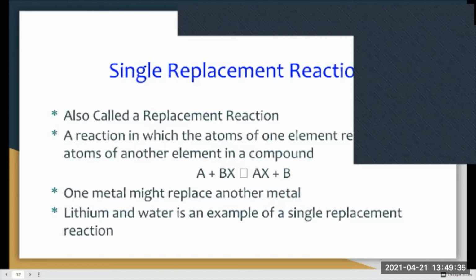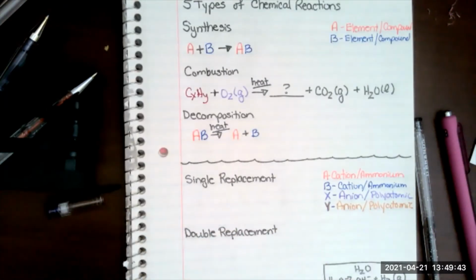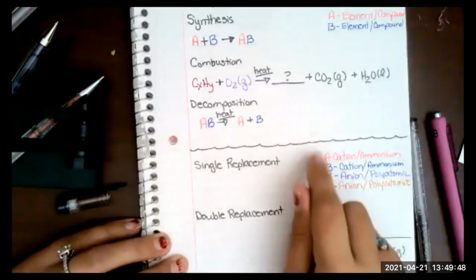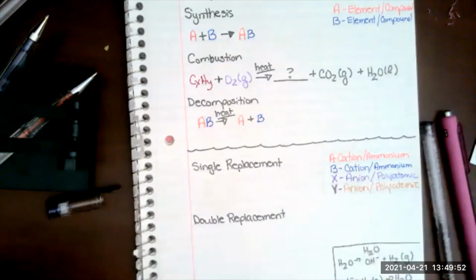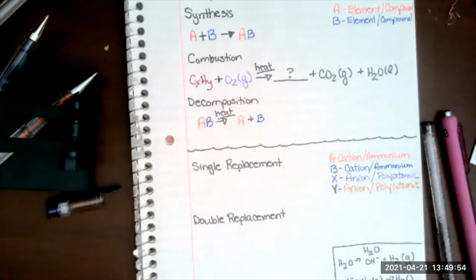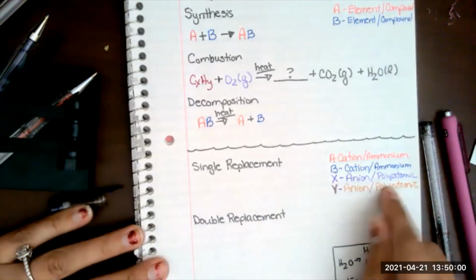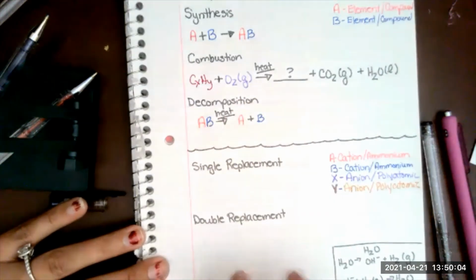So if we're going to look at it on our chart that we're making, now remember down here I did this line, and now our A's are cations or ammoniums, our B's are cations or ammoniums. And remember, when we talk about metals, metals are cations. Every cation is a metal. You have X as your anion or your polyatomic, and Y as your anion or your polyatomic. So remember, this chart goes for these down here.